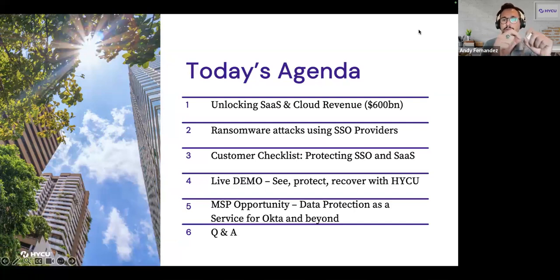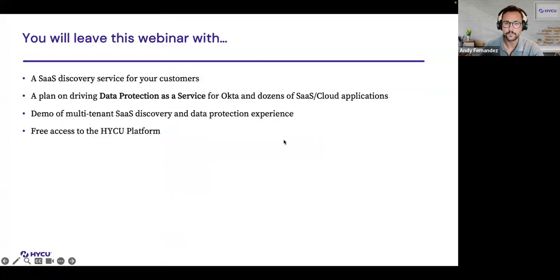But really what we're doing here is defining the critical problem that needs to be solved, and then showing you how HYCU solves that problem and how HYCU does it from an MSP perspective, from a multi-tenant perspective, and what it means to be able to drive an entire line of business on data protection as a service associated with cloud and SaaS revenue, which has usually not been attainable from an MSP perspective. So that's the focus of today. Please, any questions, go into the Q&A and we'll go from there.